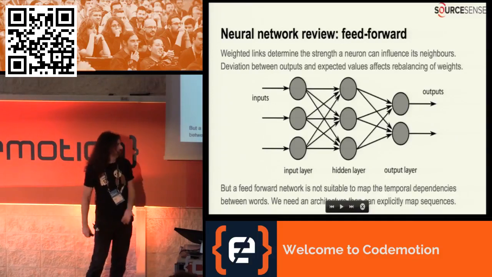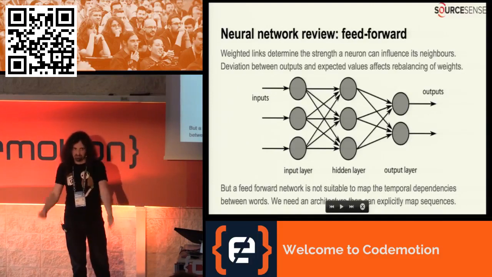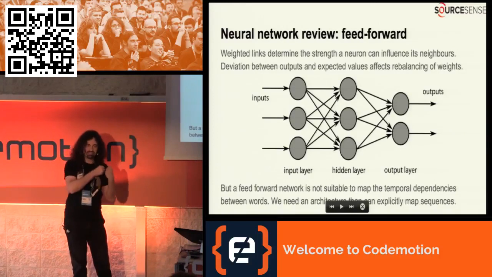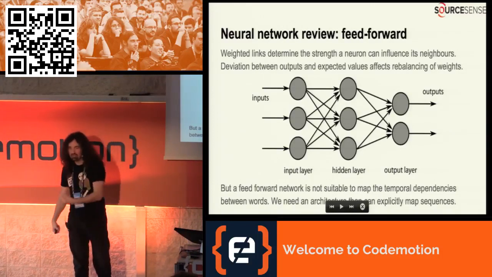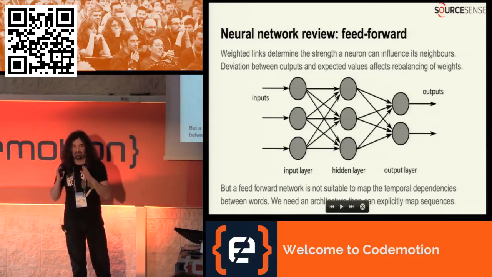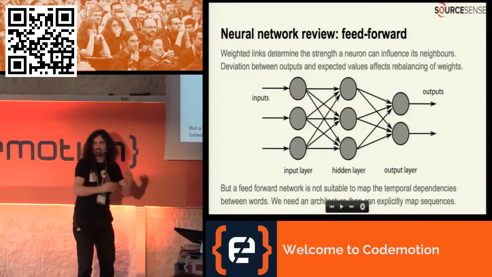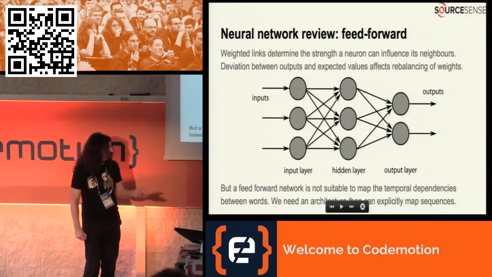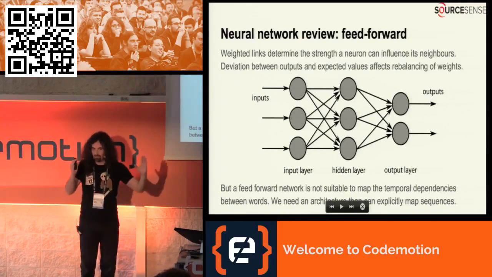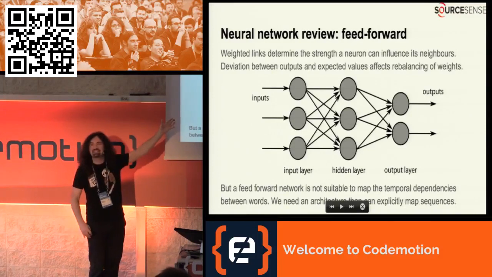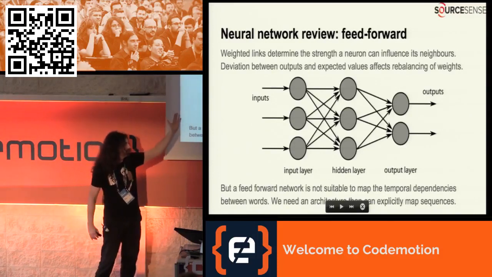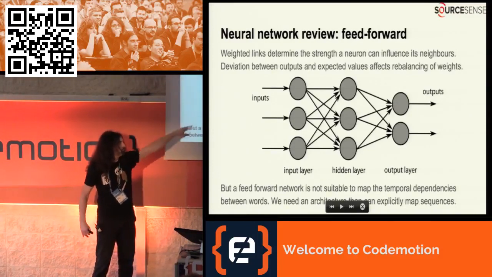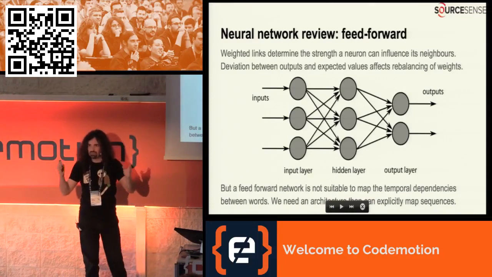But a feed-forward network is not suitable to map the temporal dependencies between words, because "am" has a link to the fact that it was preceded by "I". And "going", of course, is bound to the "I am", which we saw before. So we need an architecture that can explicitly map sequences of words, not all together. This is stateless: all the input comes together at the same time, and then produces an output because we observed the full truth as an input.